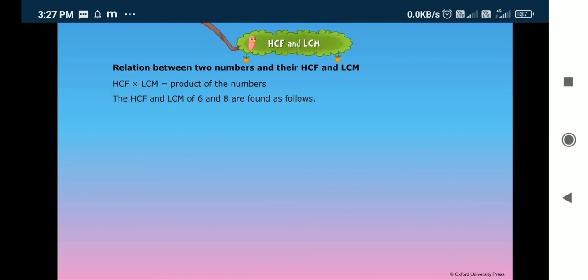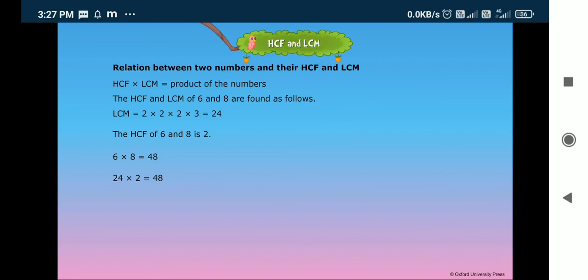The HCF and LCM of 6 and 8 are found as follows. LCM is equal to 2 into 2 into 2 into 3. That's equal to 24. The HCF of 6 and 8 is 2. Now write the product of the numbers. 6 into 8 equals 48. Write the product of LCM and HCF. 24 into 2 equals 48.